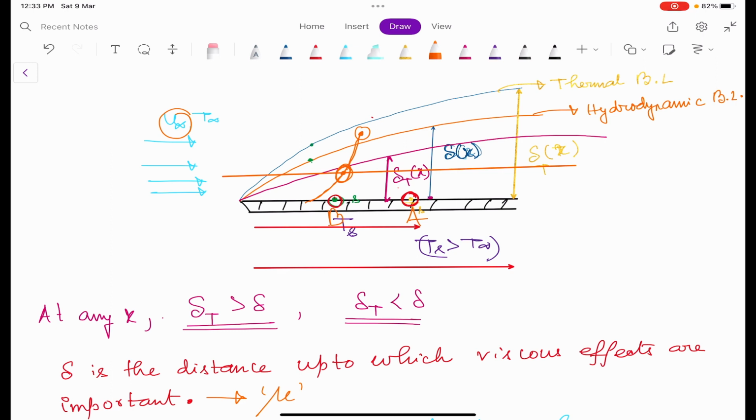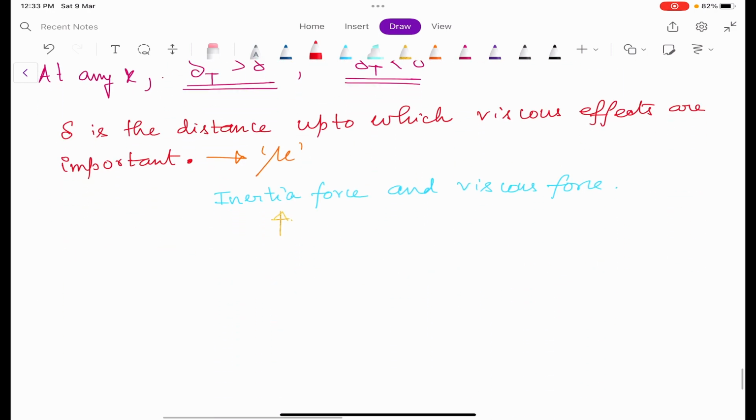But if the inertia force is greater, then at this point the velocity will be greater. That means the difference between this velocity and u infinity will be lesser, so it can reach the free stream velocity at a lesser vertical distance. That means if inertia force is greater, then my delta will be lesser, and if inertia force is lesser, then my delta will be greater.